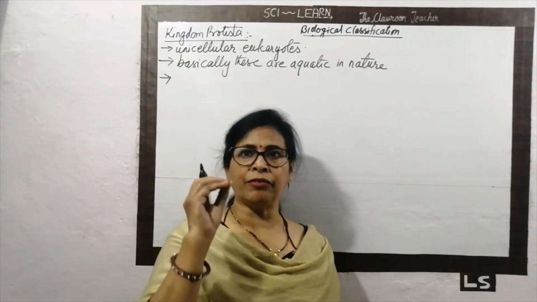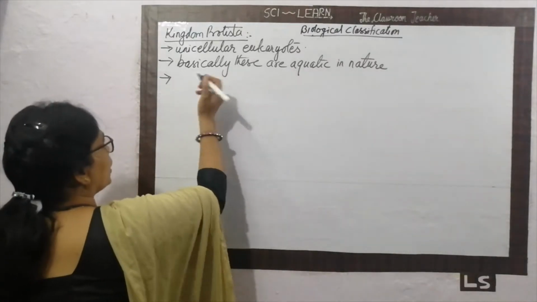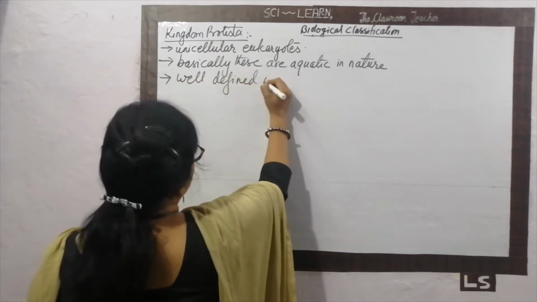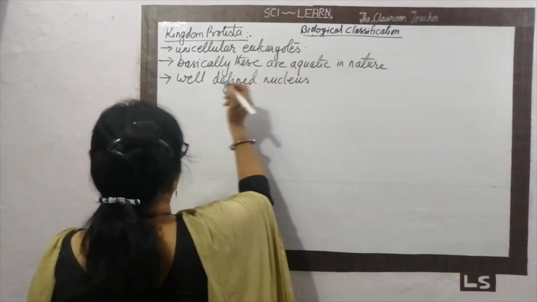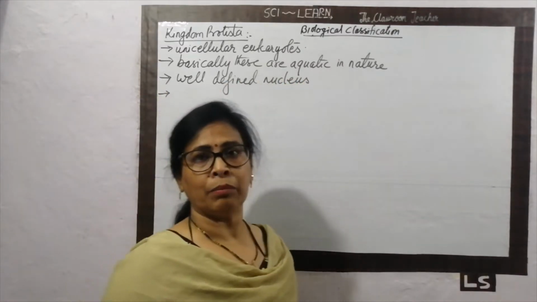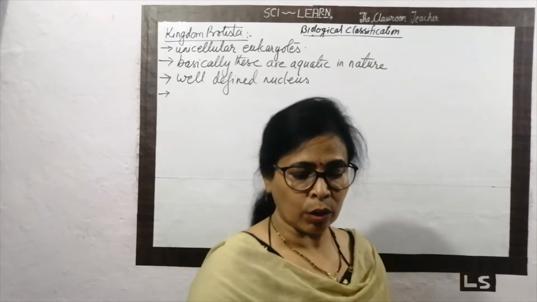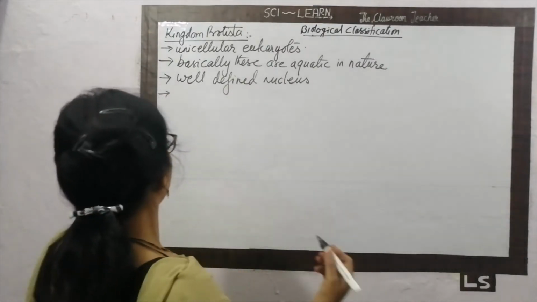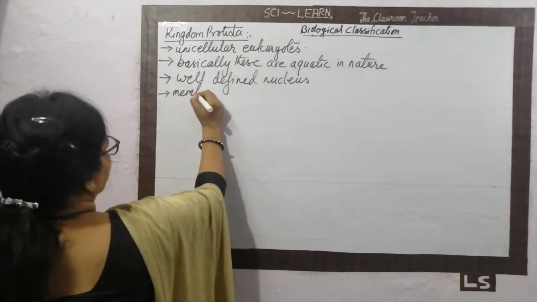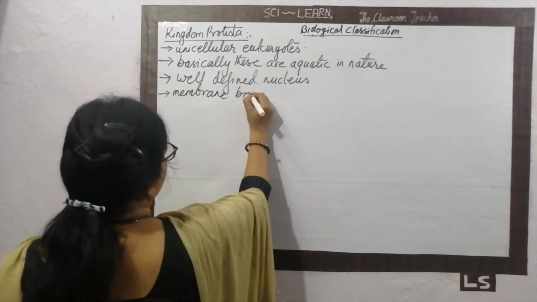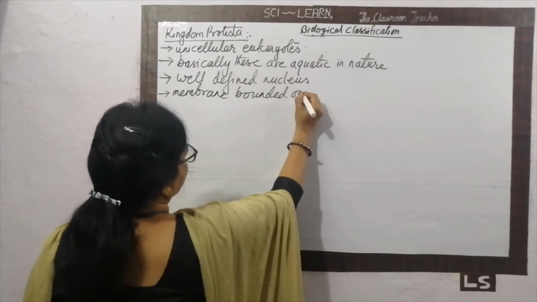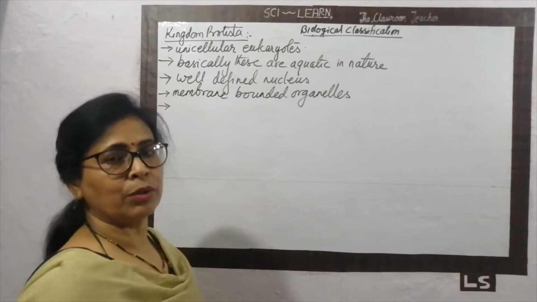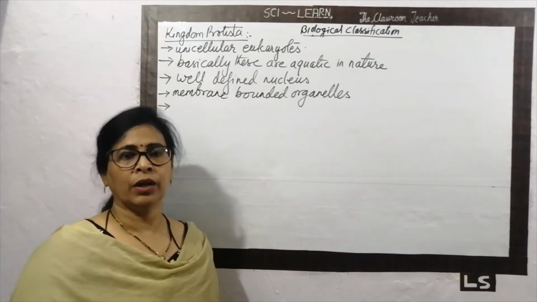These have a well-defined nucleus because they are eukaryotes. This is a character of eukaryotes only: a well-defined nucleus, and the organelles are membrane-bonded. These are the basic characteristics of eukaryotes. You are able to write this by yourself also.